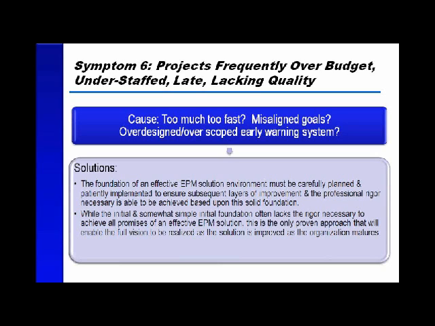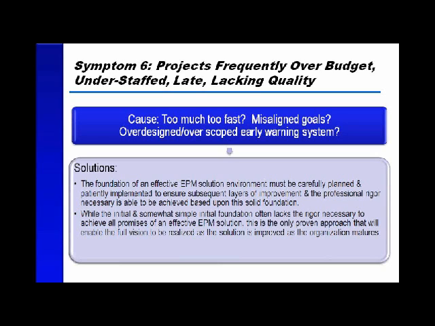Right? So the solution is that the foundation of an effective project management solution really has to be carefully planned, has to be patiently implemented, to ensure the subsequent layers of improvement and professional rigor necessary are able to be achieved based on this solid foundation. That's a mouthful. Carefully planned, patiently implemented, and ensures that the subsequent improvement has professional rigor. When we look at the desire to manage labor against the baseline, that's a pretty rigorous step in project management maturity. To collect timesheets, to estimate from those resources what the estimate to complete is, to baseline those plans, to continually keep those plans up to date based on a solid estimating methodology, is a fairly sophisticated amount of rigor, and it really requires a very solid foundation to achieve.